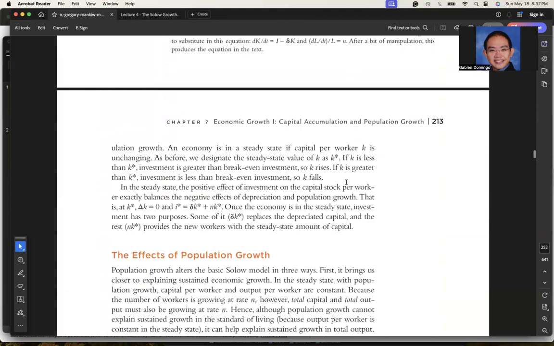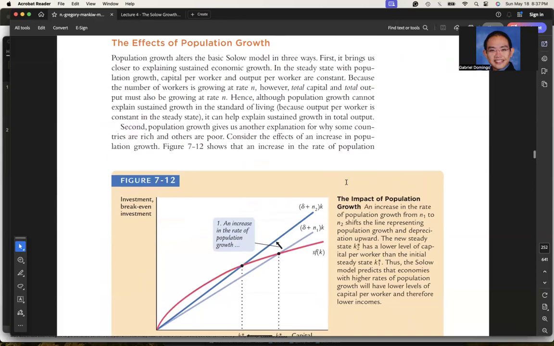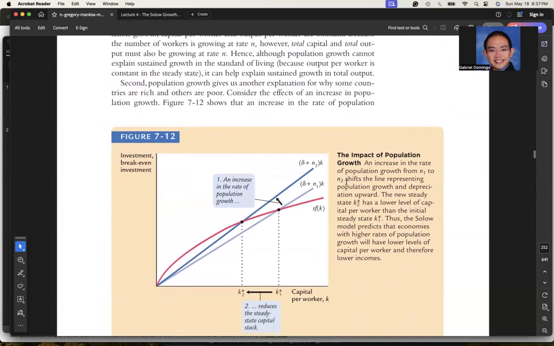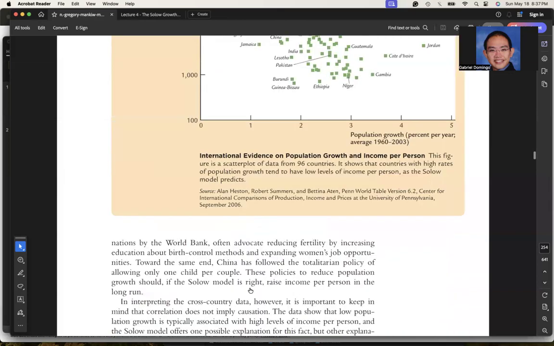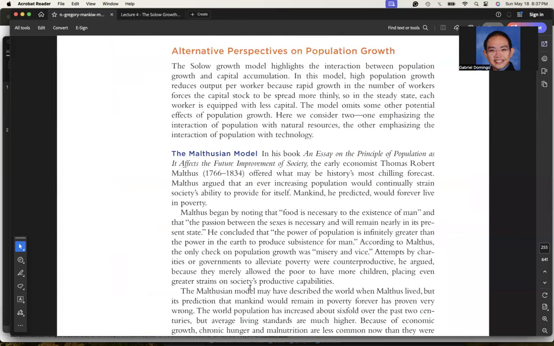So that's one of the big conclusions or predictions from the Solow model, that a higher growth rate in your population will mean a lower capital per worker in the long run, which means in the long run your Y star, or your output per worker, will also be smaller. So that's one reason why N can affect output, right?